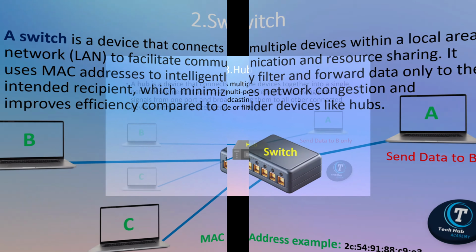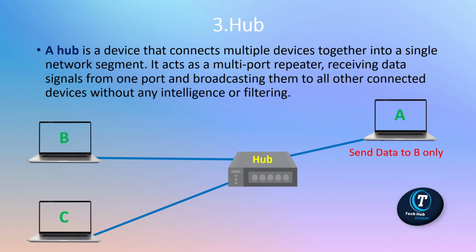Number 3, hub. A hub is a device that connects multiple devices together into a single network segment. It acts as a multi-port repeater, receiving data signals from one port and broadcasting them to all other connected devices without any intelligence or filtering. It sends any data it receives to all connected devices, not just the one that needs it. This can cause unnecessary traffic and slow down the network. Hubs are cheaper but less efficient than switches. They are mostly used in small or older networks.